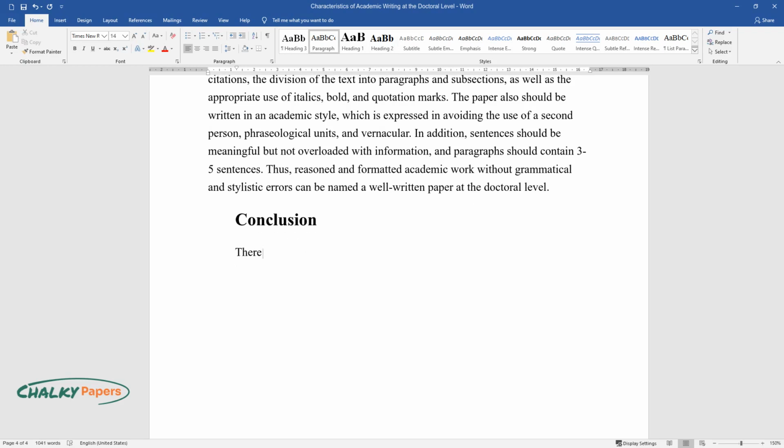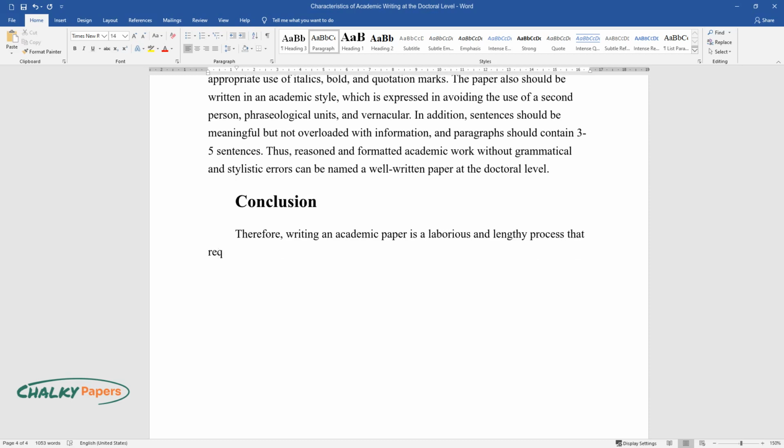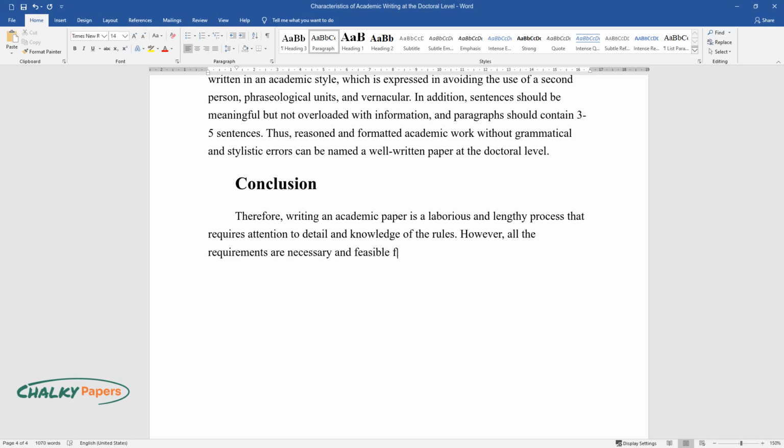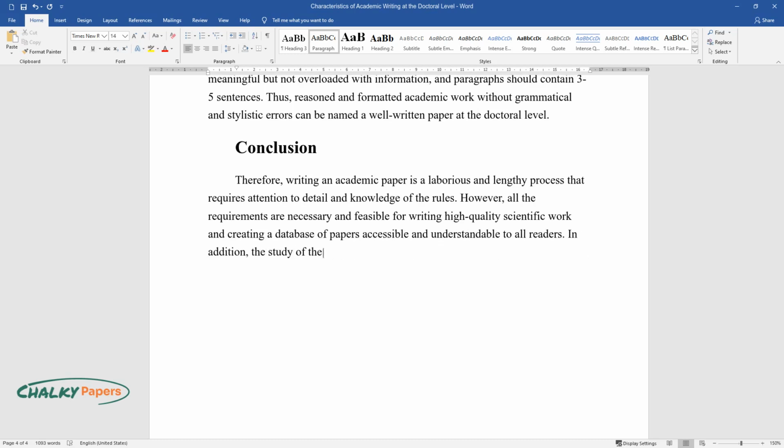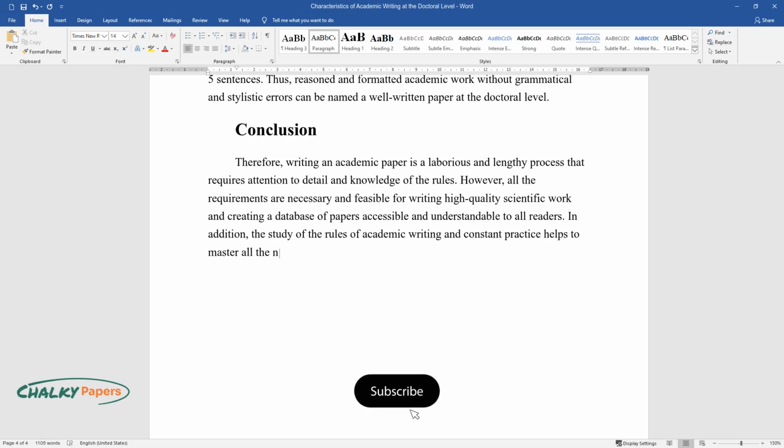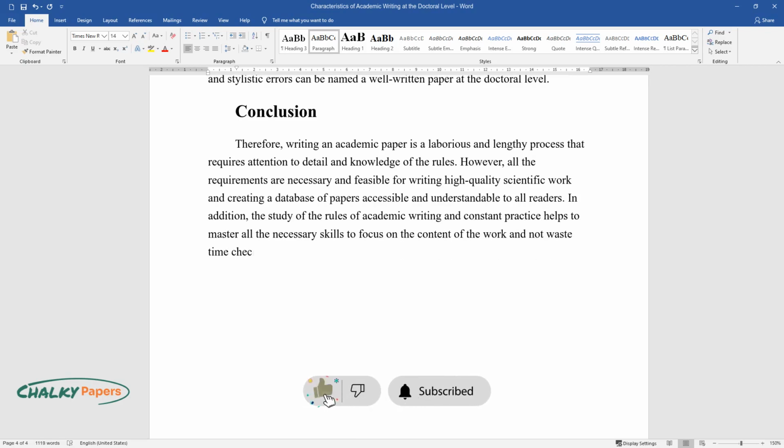Conclusion. Therefore, writing an academic paper is a laborious and lengthy process that requires attention to detail and knowledge of the rules. However, all the requirements are necessary and feasible for writing high-quality scientific work and creating a database of papers accessible and understandable to all readers. In addition, the study of the rules of academic writing and constant practice helps to master all the necessary skills to focus on the content of the work and not waste time checking the details of citations and formatting.